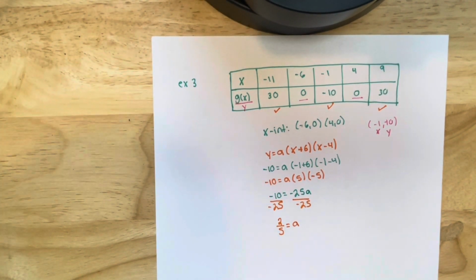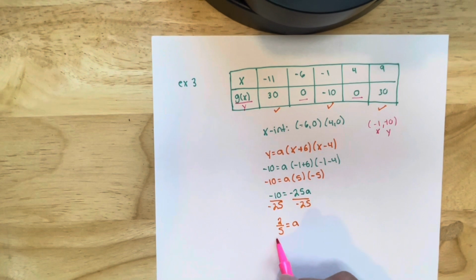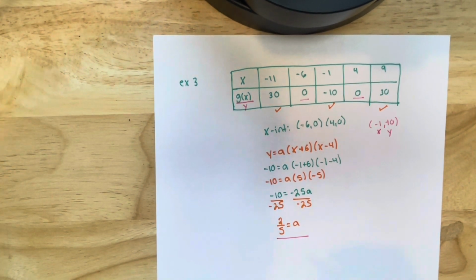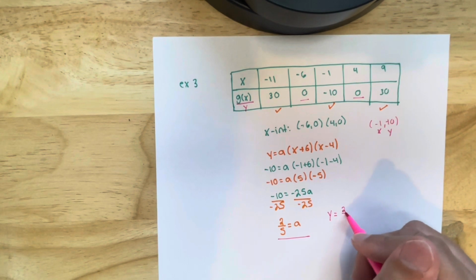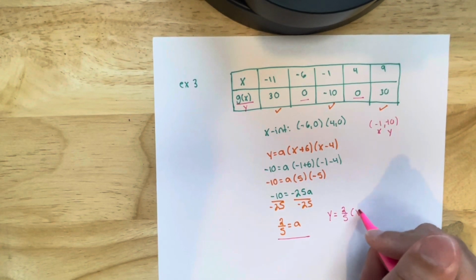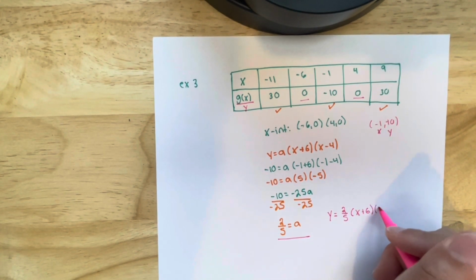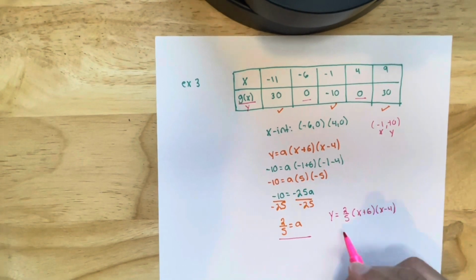Now, once I know that, I'm set. This is my a. My a is positive, so it's going to be facing up. So my final answer will be y equals the 2 over 5 that I already have, x plus 6, x minus 4, and this would be called factored form.